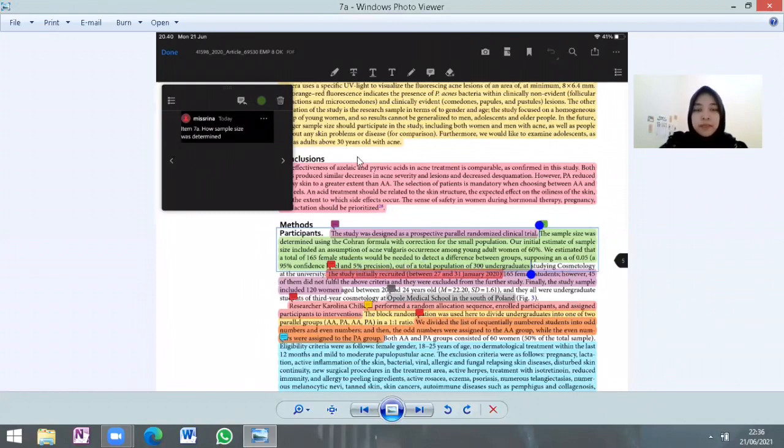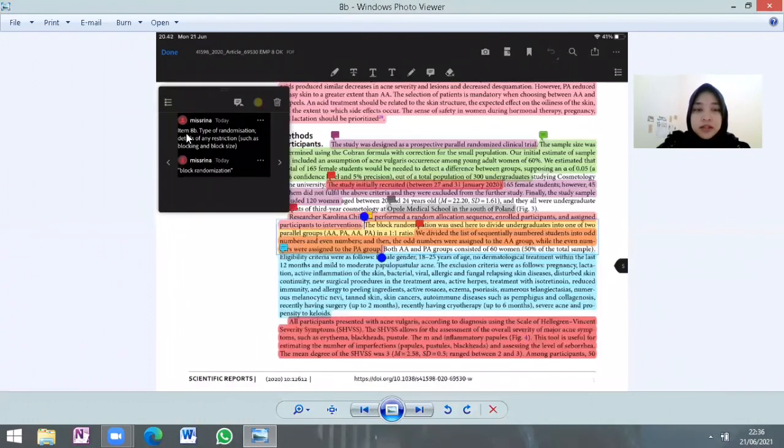And the next checklist item, number 7B, when applicable, explanation of any interim analyses and stopping guidelines, is not reported in this article. Also, item 8A is not reported in this article. So let's jump to the next item, 8B, type of randomization, details of any restriction such as blocking and block size. This is reported on page number 5. Block randomization was used here to divide undergraduates into one of two parallel groups, AA and PA, in a 1-to-1 ratio.